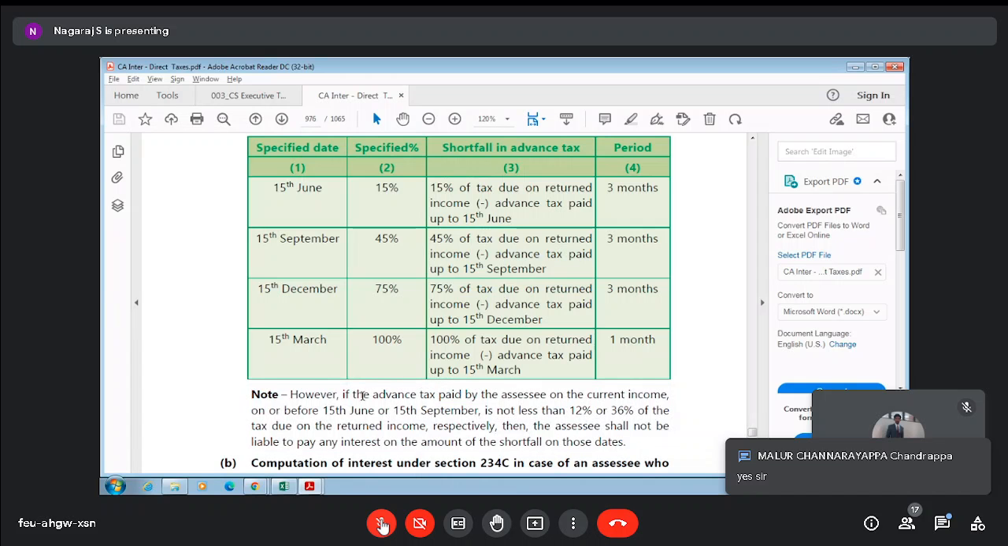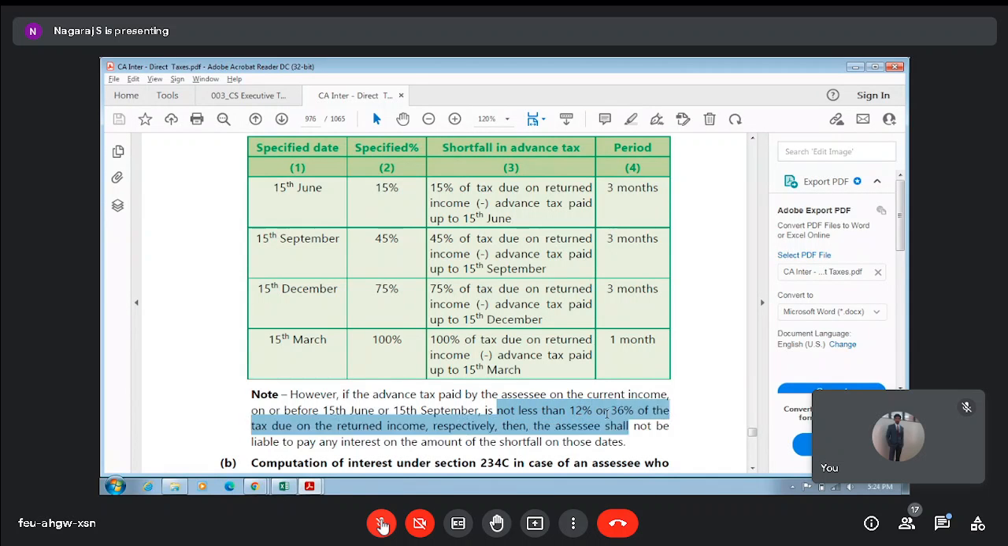However, if the advance tax paid by the assessee on the current income on or before 15th June or 15th September is not less than, that means minimum, if you have paid 12% or 36% on these due dates of the tax due on the returned income respectively, then the assessee shall not be liable to pay any interest on the amount of the shortfall on those dates.